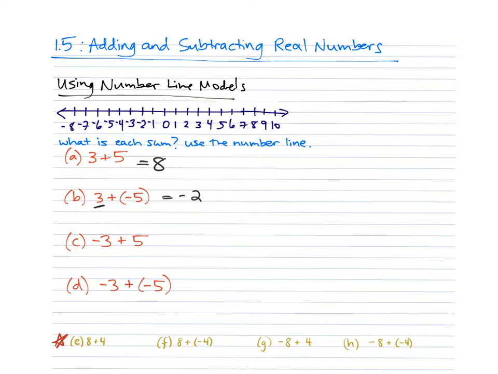And then if you start at a negative number and you add a positive number, you go to whatever number is first on the number line, and then plus 5 means you're going to go right 5: 1, 2, 3, 4, 5. That's going to be 2.